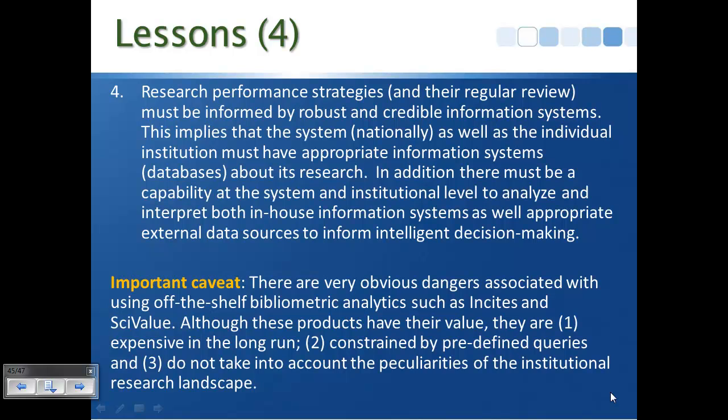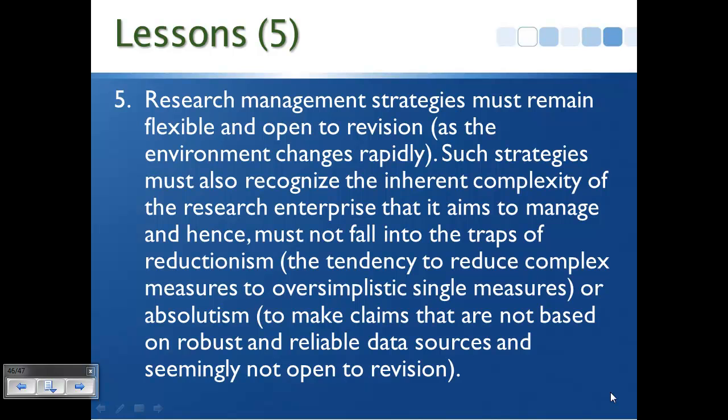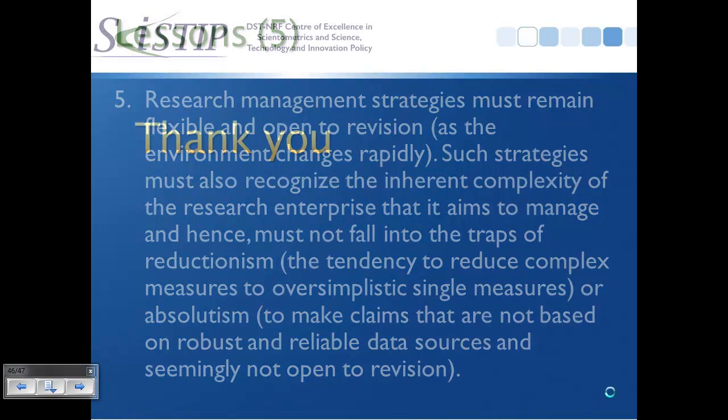So that's my final point, that we have to be very well informed about what these products can do, what they can bring to us, and what value they add and what value they don't add. Thank you very much.